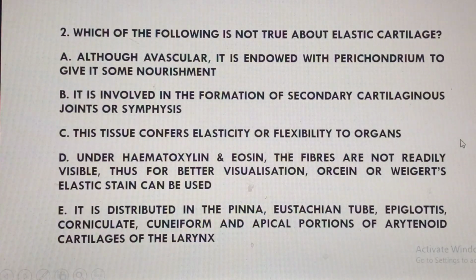So we go to question number 2, which says, which of the following is not true about elastic cartilage? Option A says, although avascular, it is endowed with perichondrium to give it some nourishment. Yes, that's a very true statement. We get to know that the outer fibrous layer of the perichondrium will give it this kind of nourishment. So that's a true statement.